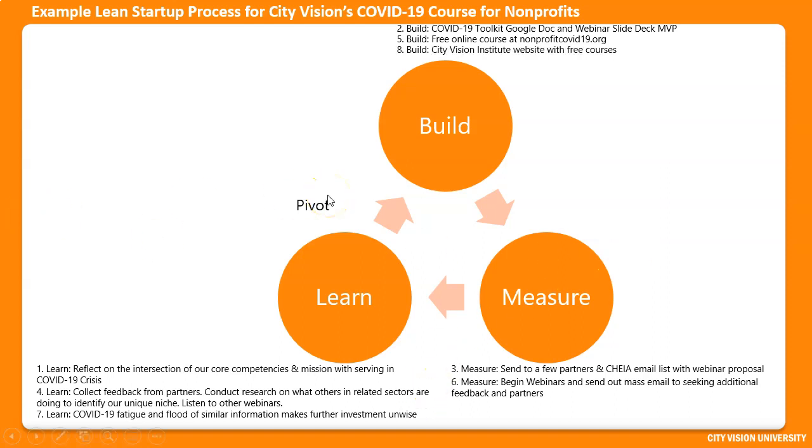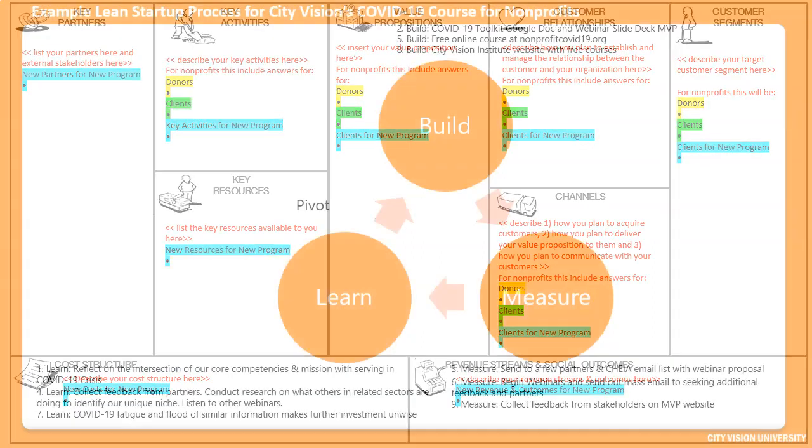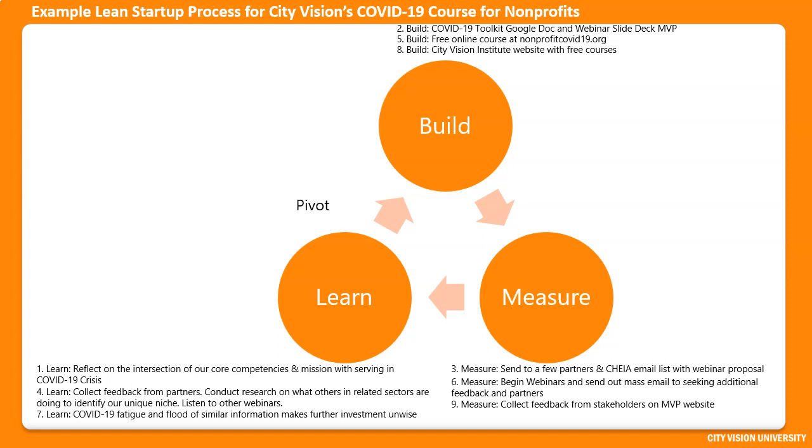So we built this free online course, and we realized actually, the nonprofit COVID isn't the interesting thing. What's interesting is offering free courses. So we decided to launch something called the City Vision Institute, where we would provide free courses. And then we contacted key stakeholders on a minimum viable product website for that. And then right now we're trying to decide what to do next. And we're going to continue to iterate on that. So that's the idea behind the Lean Startup.